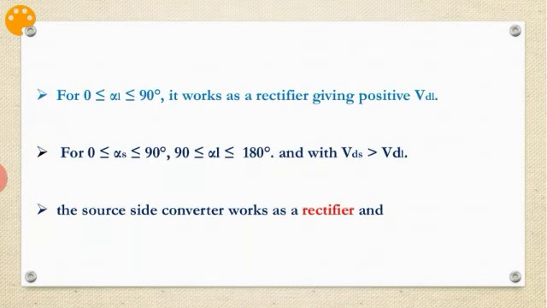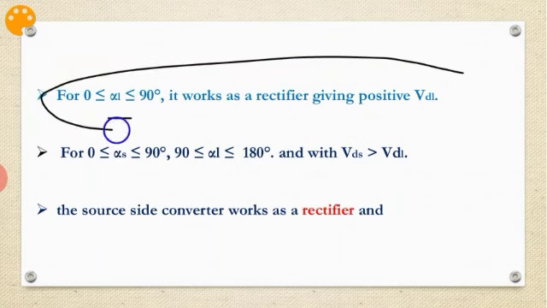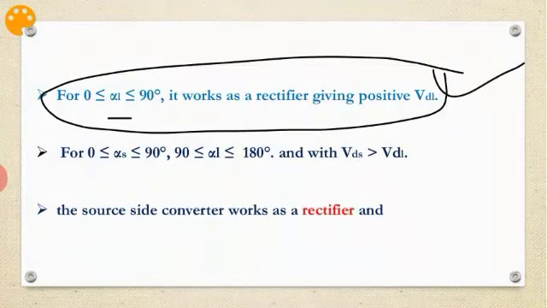Now for 0 to less than or equal to alpha L, the load side firing angle, it works as a rectifier giving positive VDS, for alpha S less than or equal to 90 degrees, and the load side converter in the range of 90 to 180 degrees. So VDS is greater than VDL, because power flows from source to load.